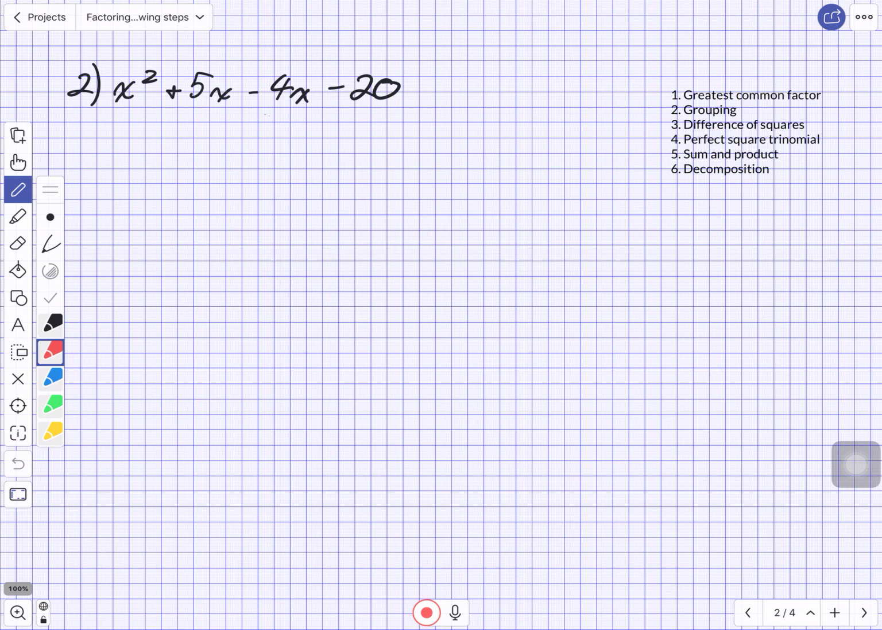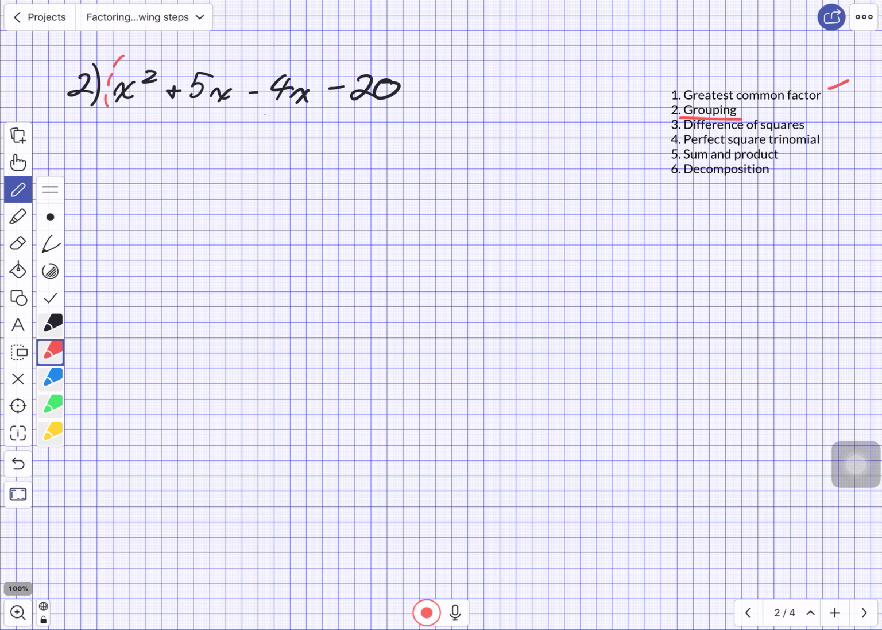So here we go. Next question here. Greatest common factor. I'm going to look through all of these. I don't have a variable in every term. I could try to turn this into a trinomial here and then hope that 20 does something at the end, but unlikely. And if I look at all the constants and coefficients together, I can only take one out. That doesn't help us at all. So then the next thing I'm going to do is grouping.